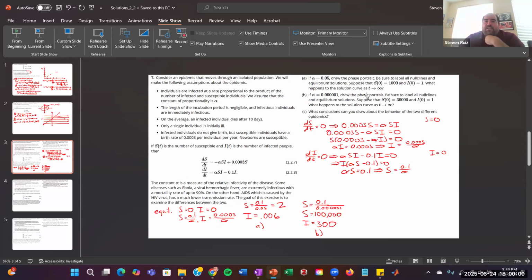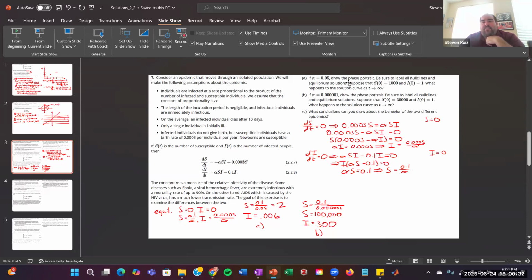C: what conclusions can you draw about the behavior of the two different epidemics? I think I've been talking about that as we've been discussing this. Similarly, both populations are going to go extinct. One is going to be much slower. In part B, the number of infected people is going to decrease much more rapidly than the number of susceptible people.